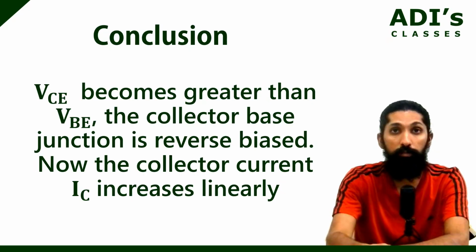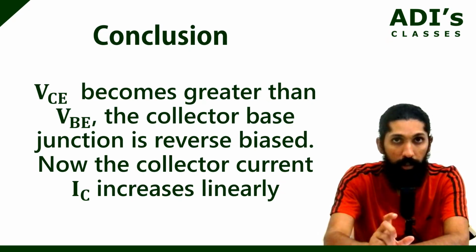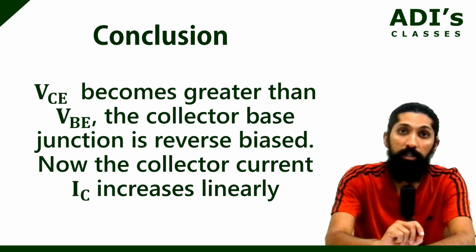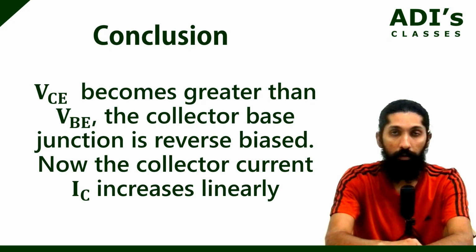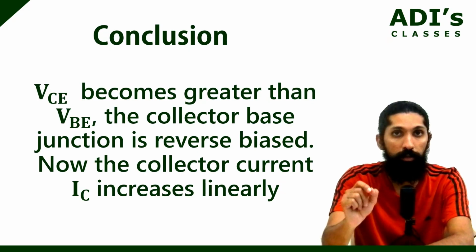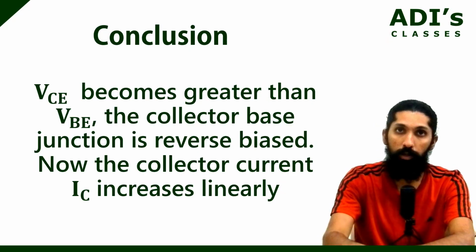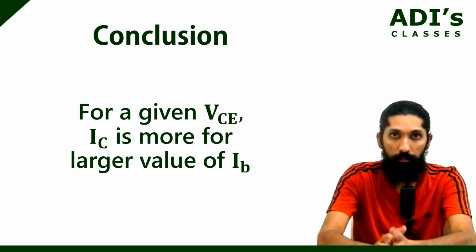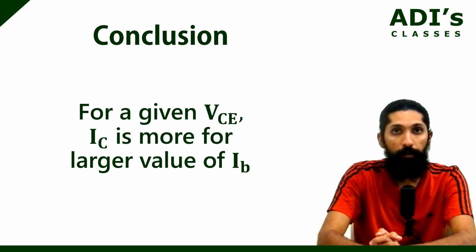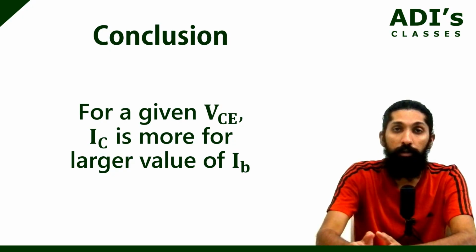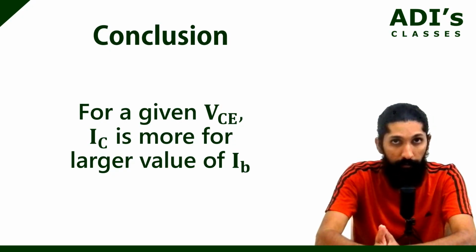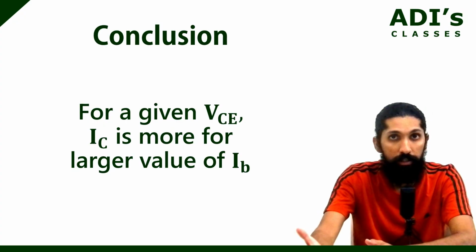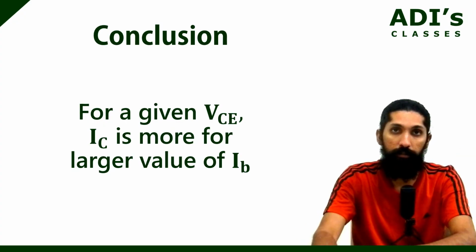Suppose VCE becomes more than VBE, then the junction becomes reverse biased. So, the IC value starts to change linearly. Okay, it's a slow growth, but it's going to be a linear growth. Now, the third observation you can make is that for a given value of VCE, the output current IC is going to be greater if the IB value becomes more. Okay, in the sense as IB keeps on increasing, IC also keeps increasing.